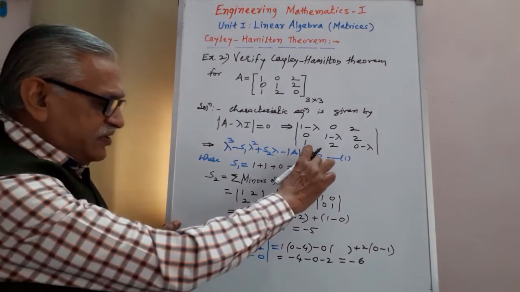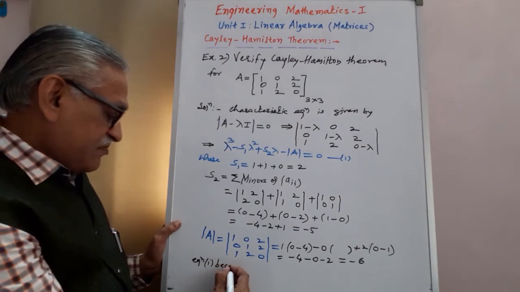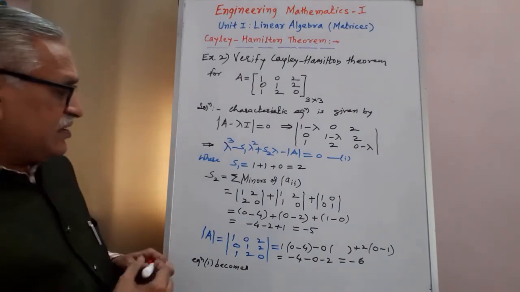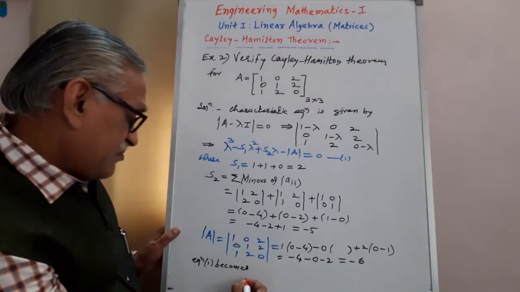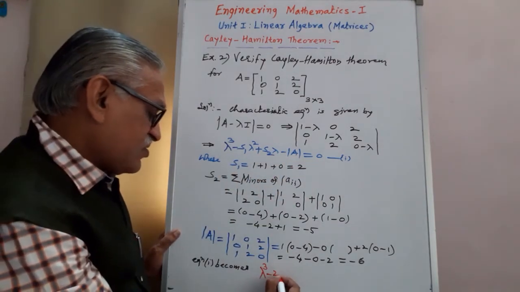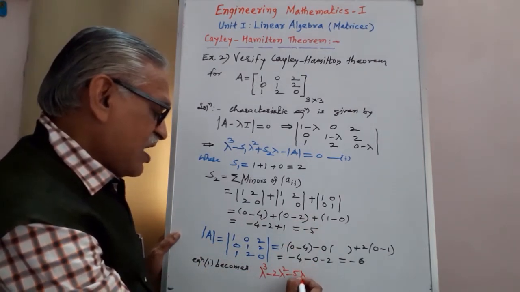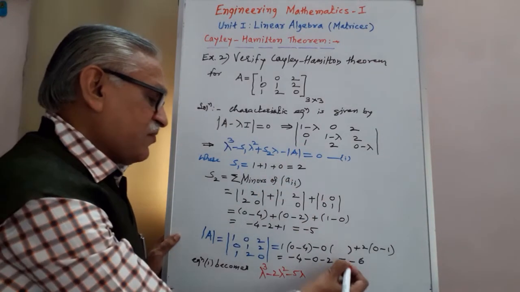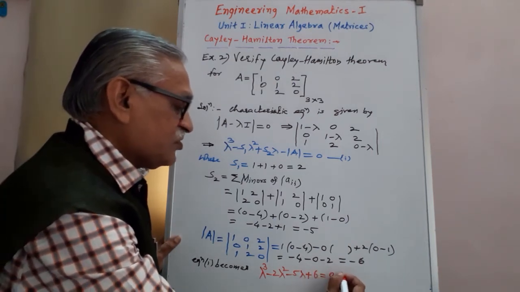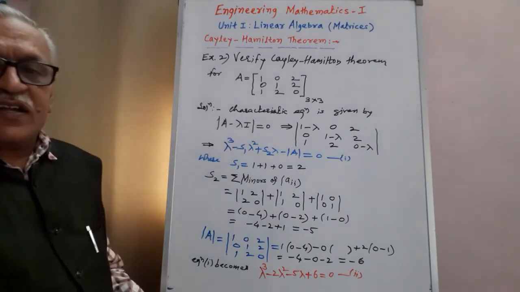And therefore, substituting these values in equation 1, it becomes the equation lambda cube minus s1 lambda square, therefore minus 2 lambda square, plus s2 lambda minus 5 lambda, and minus determinant of A. The value of determinant of A is minus 6, that minus and this minus become plus 6 equals 0, equation number 2, as the required characteristic equation.